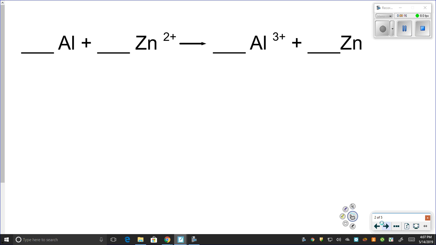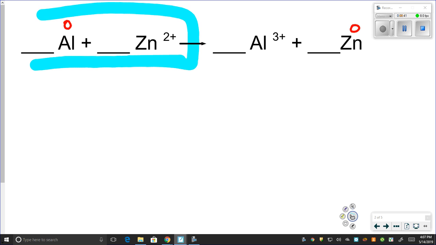Here's our reaction. We have aluminum reacting with zinc. Now, to determine if this is going to happen, the first thing we need to do is decide what's free state. Our aluminum has no charge, neither does our zinc, which means both of those elements are free state, or completely unbonded. Now that we know our aluminum and our zinc are free state, we're going to take a look at the reactant side of the equation.